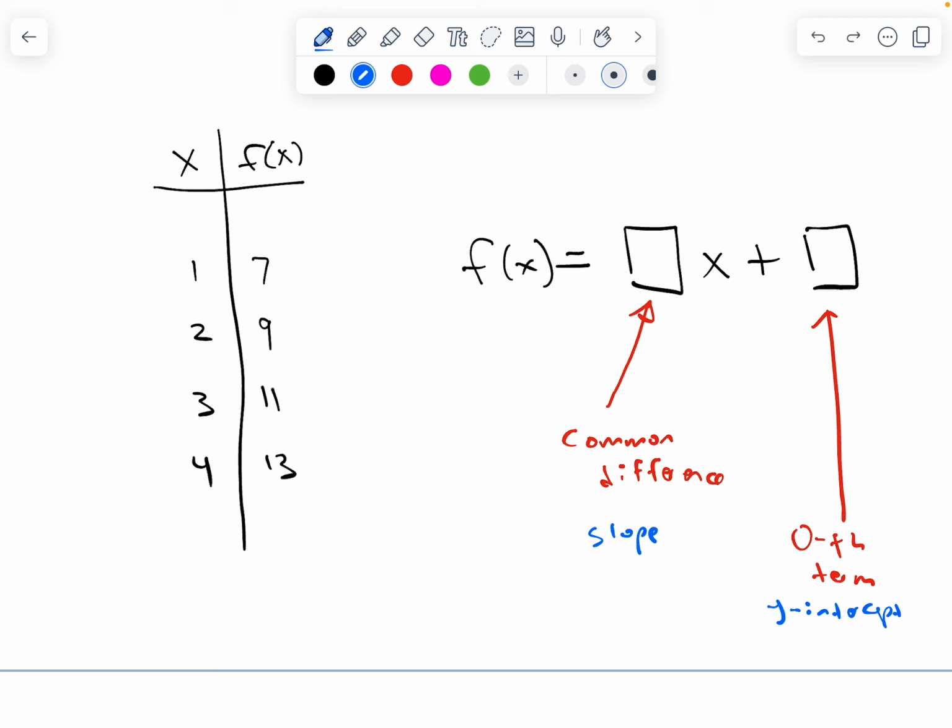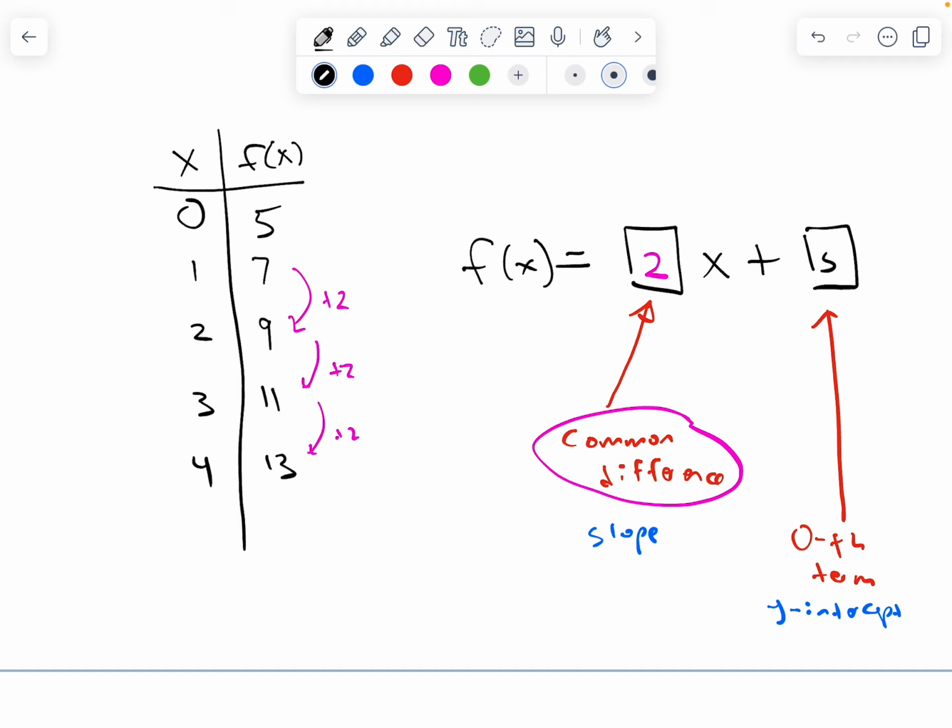So in this case, our common difference, the difference between our terms from here to here, that's plus 2, this is plus 2, and this is plus 2. So the 2 goes there. This is our common difference. The difference between the terms is 2. And then what goes in here is our 0th term. Now sometimes the table will give you the 0th term. Sometimes you have to walk up backwards until you find it. Here our 0th term is 5.